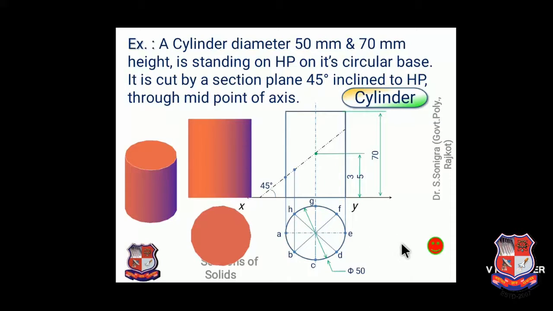Transfer these points to the front view. Draw a vertical projection line from point A, B, C, D, E and F, and cut it over here in this cutting plane. Name them A dash from point A, B dash from point B, C dash from point C and so on. So A dash, B dash, C dash, D dash, E dash, F dash, G dash and H dash would be here.